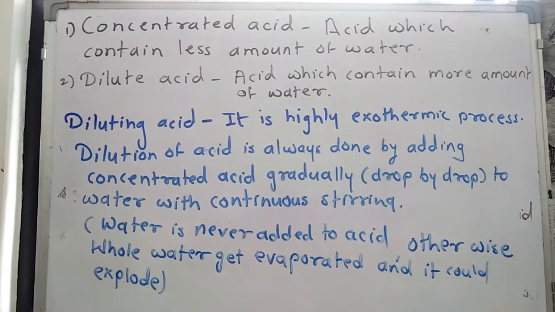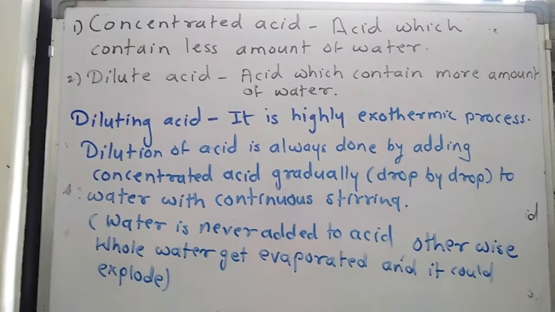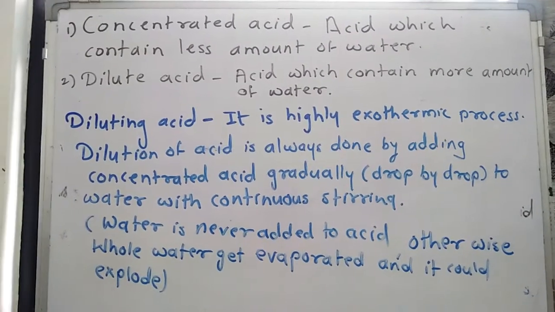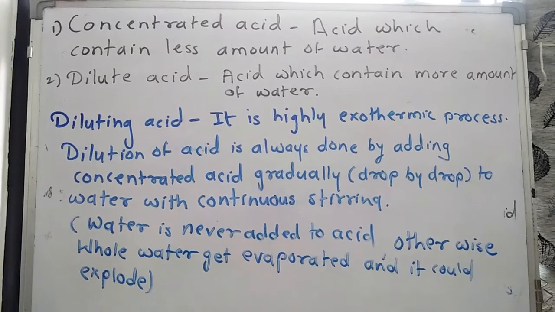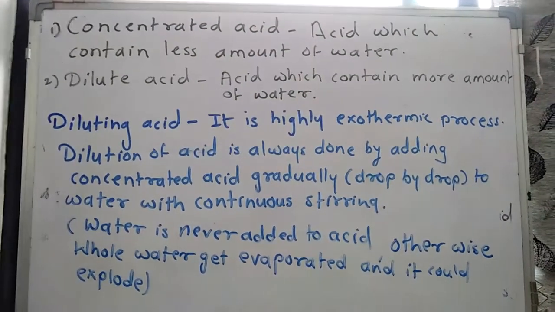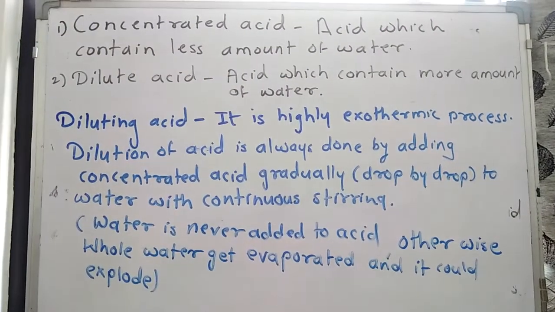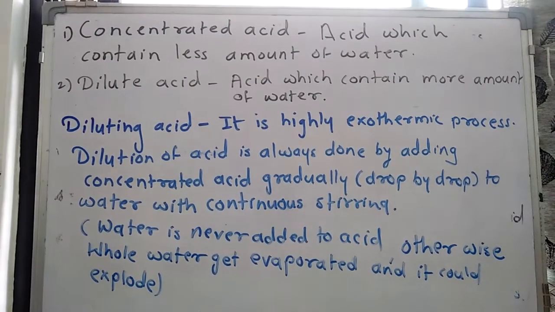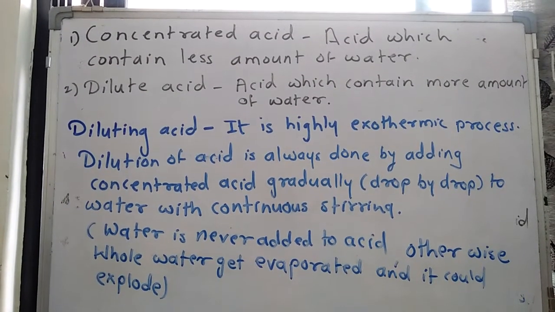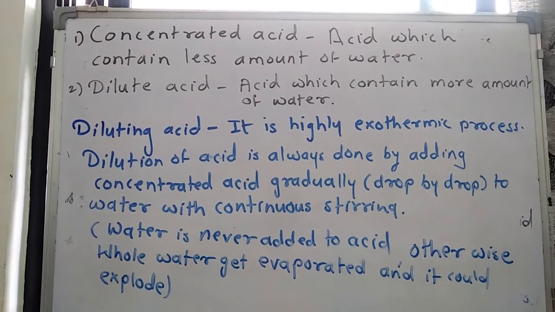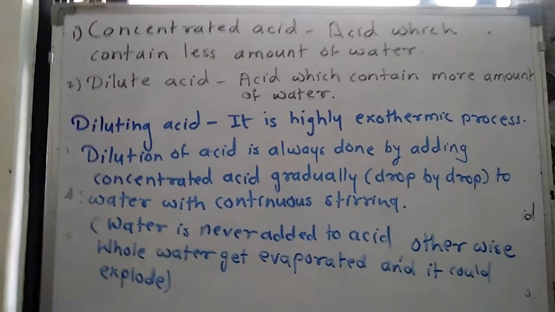Now again there are two types of acid: dilute acid and concentrated acid. See, every time we are having different types of acid: mineral acid, organic acid, weak acid, strong acid. Now here we have concentrated acid and dilute acid. Concentrated acid means the acid which contains less water, and the acid which contains more water is called dilute acid. Now we have one common question: how to dilute an acid?